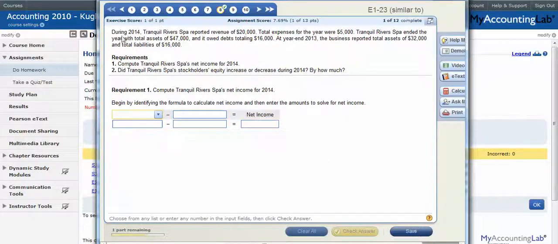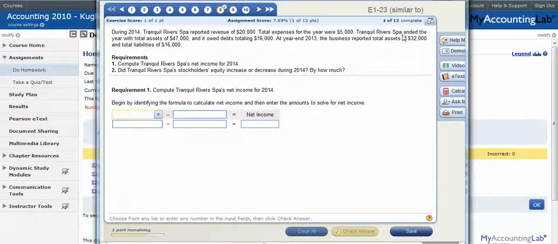So let's read it. During 2014, Tranquil Rivers Spa reported revenue of $20,000. Total expenses for the year were $5,000. Okay, revenue minus expenses. Income statement. That's what we're looking at.